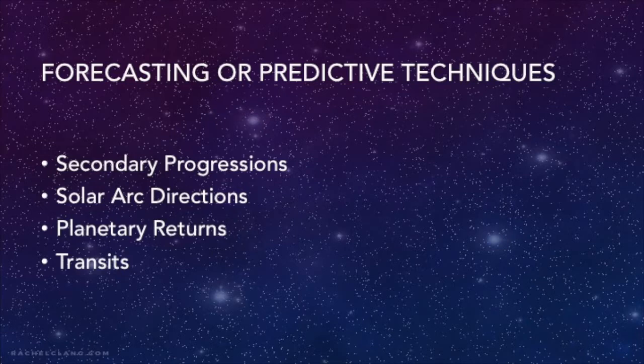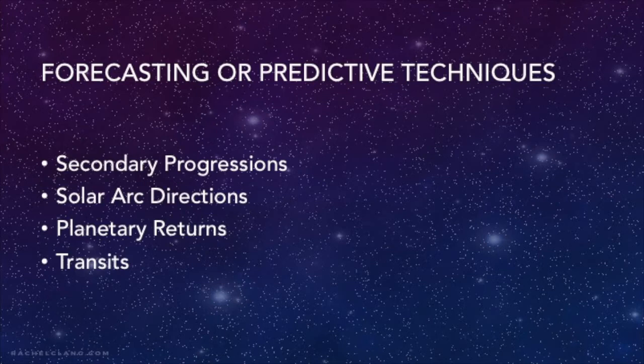When you're starting out in your predictive work, the most common chart advancement and predictive techniques that you're going to use are the secondary progressions, solar arc directions, planetary returns, and transits, which this class is all about.